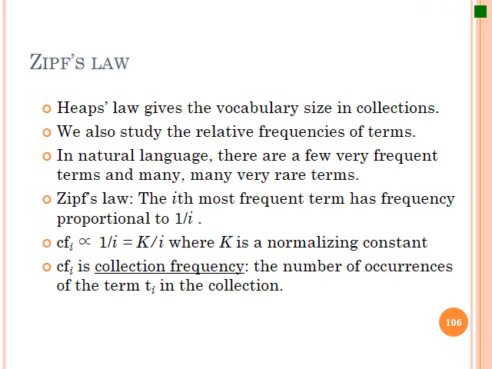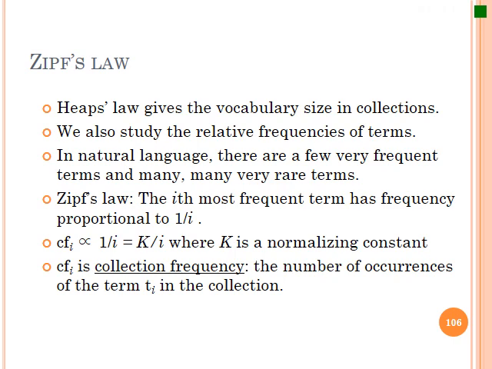Heaps' law gives you the relationship between the size of the vocabulary and the size of the document collection. We also want to know the relative frequencies of the terms. You have all these distinct terms, and different terms may appear a different number of times in the document. So we want to know how frequently a term would appear in the document on average. In natural languages, there are a few very frequent terms and many, many very rare terms.